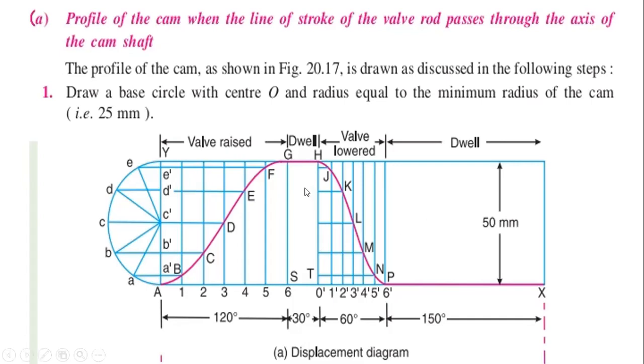Then we have to intersect these lines in the same pattern as the outstroke. Extend these lines, and we have the J, K, L, M, N and P lines, and join those points with a freehand curve.